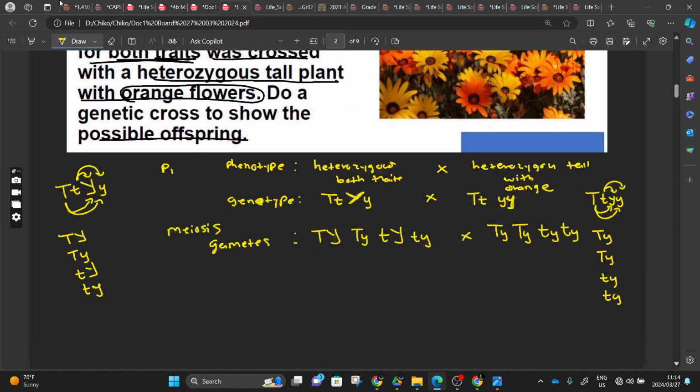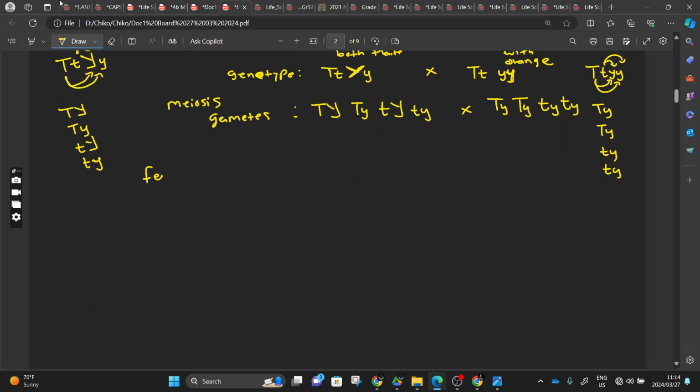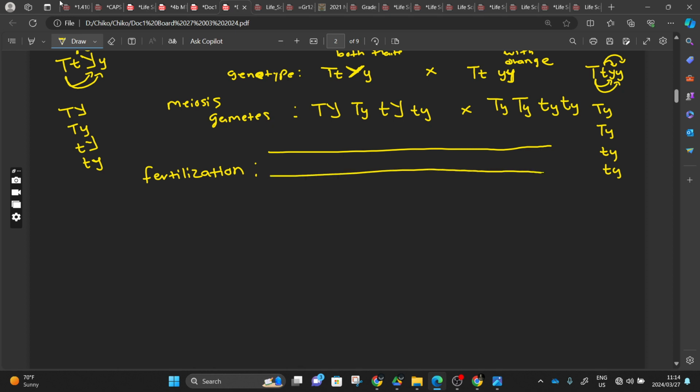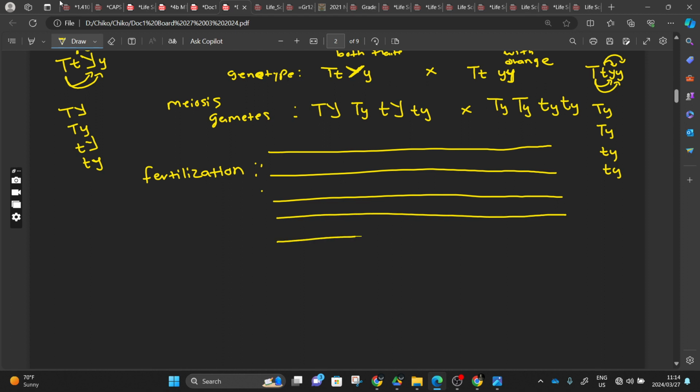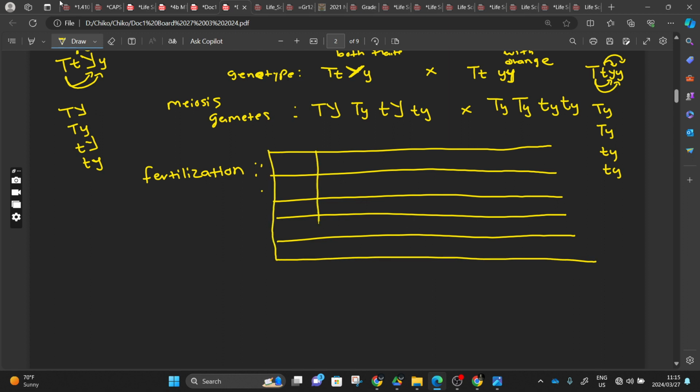And then from there, you go and do your Punnett square, and then you'll say fertilization. Fertilization will take place with our, I told you five blocks. You count the blocks. One, two, three, four, five. When you use a ruler, you place your things very well.